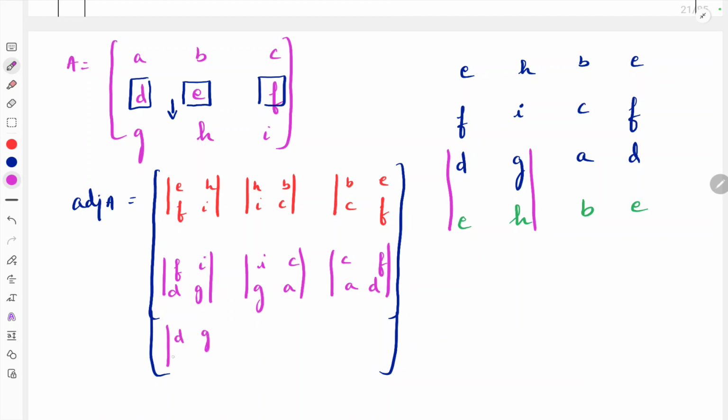So D, G, E, H. Then again this GH I have to include. So G, H, A, B. Again I have to include this column A, B, D, A. So this will be the adjoint of A.